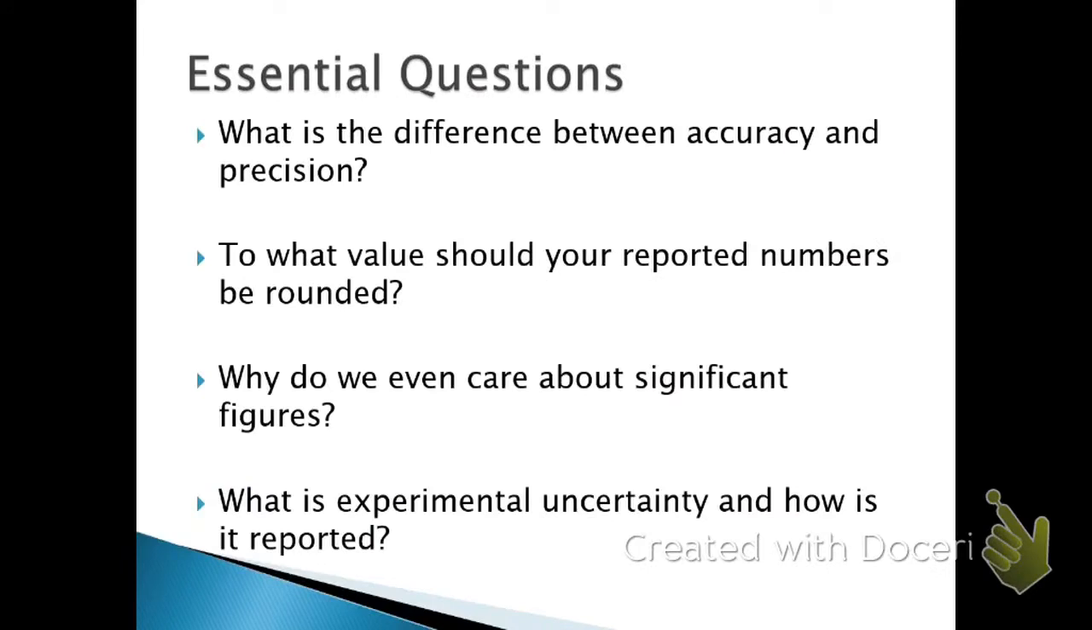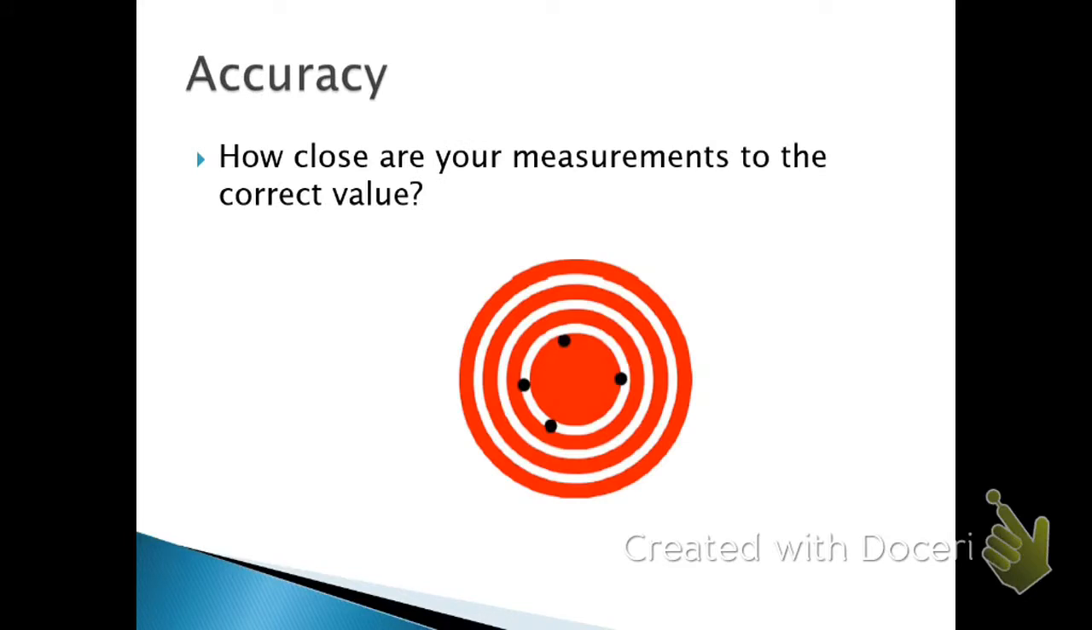So by the end of this video, you're going to learn the difference between accuracy and precision in experimental physics, and what value you should round your numbers to. Believe it or not, that actually matters. Every single scientific report you see, the numbers are rounded very, very carefully, especially if it's a published and peer-reviewed work. I'll talk about why we even care about sigfigs and experimental uncertainty.